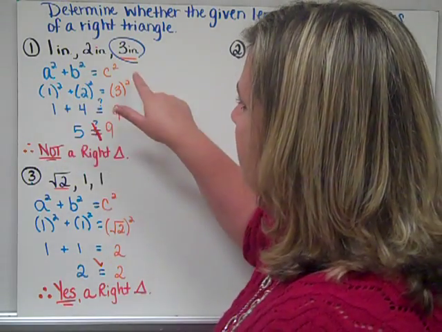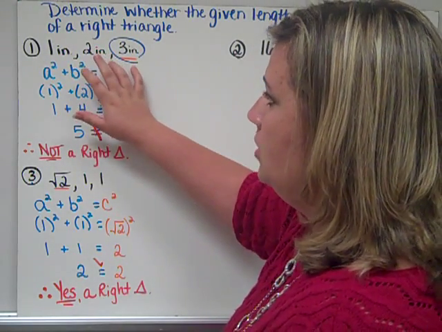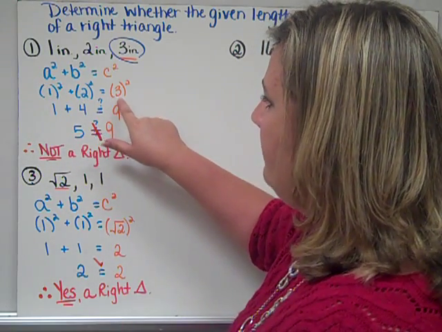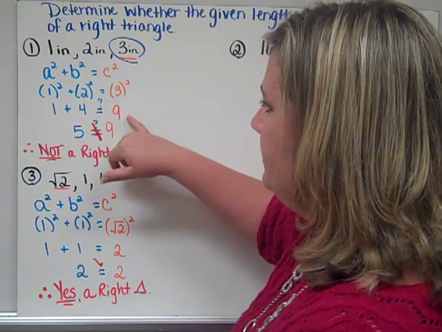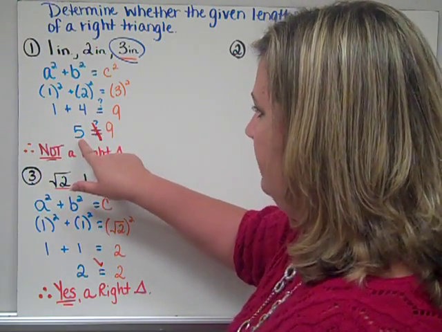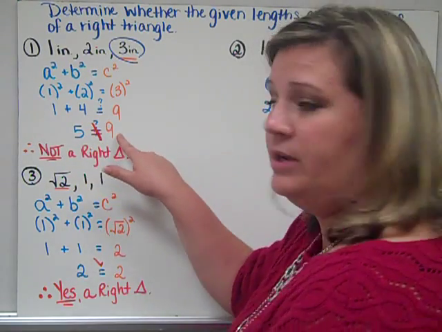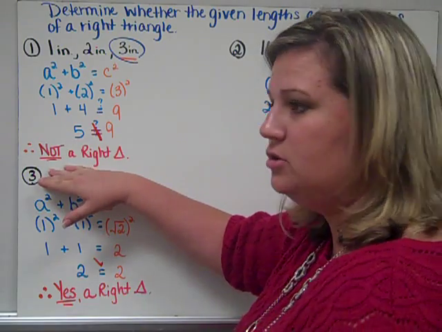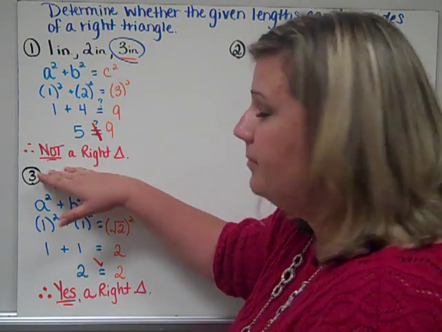All right. So let's see if these particular side lengths form a right triangle. So when I plug in my 2 legs and I plug in my hypotenuse, I square both sides and I square my hypotenuse. Now 4 plus 1 is 5, but 5 does not equal 9, so that is not a true statement. So we know that those 3 side lengths do not make up a right triangle.